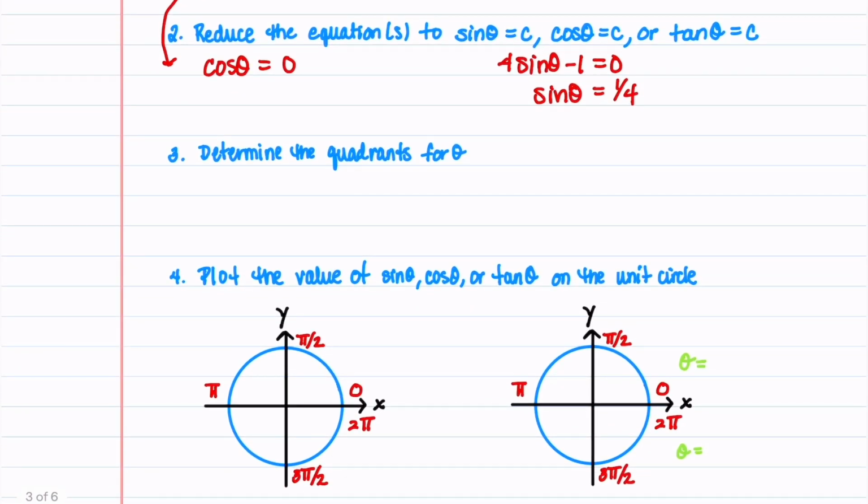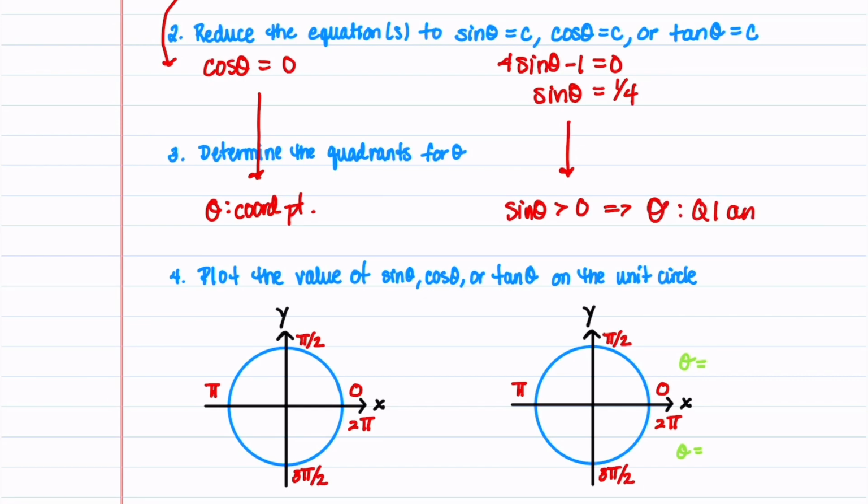Let's now look at the quadrants. When cosine theta is equal to 0, theta is going to be located at a coordinate point. When sine theta is equal to 1/4, we know that sine theta is greater than 0, and that tells us that theta is going to be located in quadrant 1 and quadrant 2.